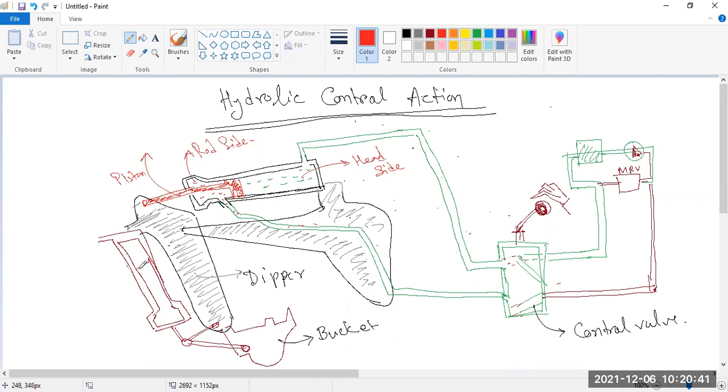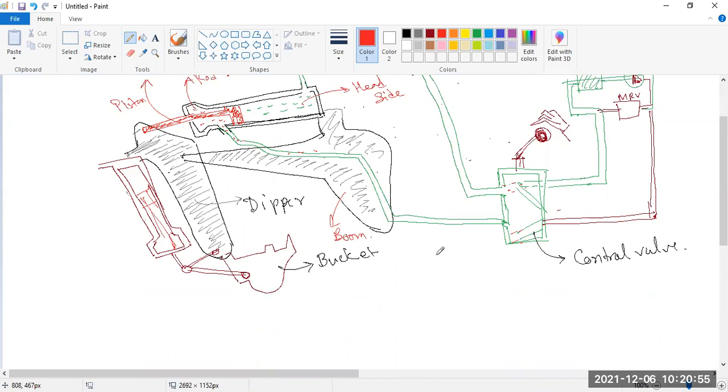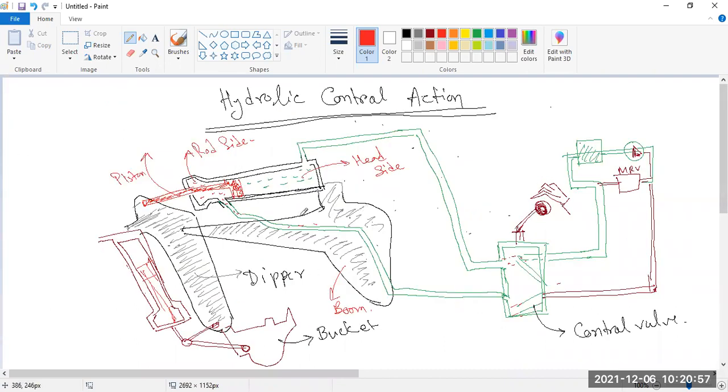Here is also a piston, but we don't want to show this action. Okay, here is also a piston. We are talking about this portion, and this is called the boom. Okay, this portion is the boom. You can see here is the JCB where this piston is working.